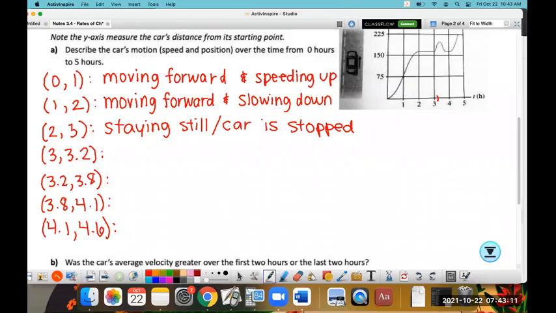Looks like I'm changing direction from moving forward to moving backwards, which I can tell because I was at a further position and then I moved to a smaller position closer to home after that section. So we can kind of kill both of these at once. Moving forward from 3 to 3.2. And speeding up to slowing down.